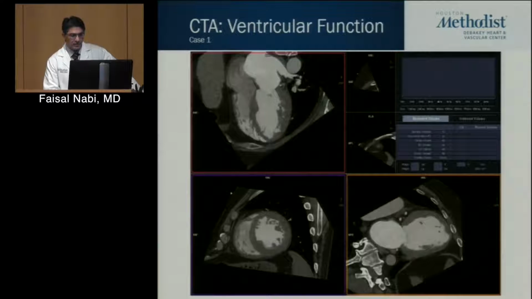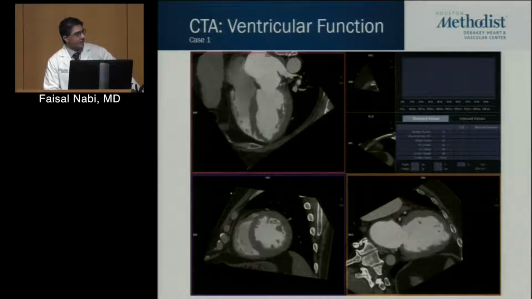Here's an example. The study was retrospective, so here you can get an idea, similar to echo, of this global severe ventricular dysfunction.